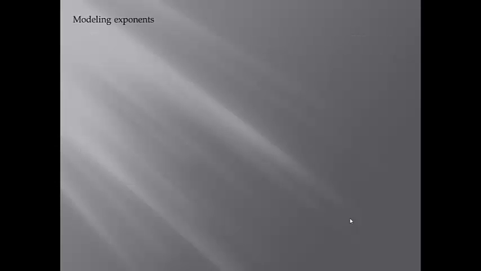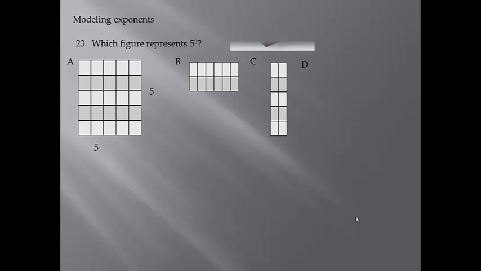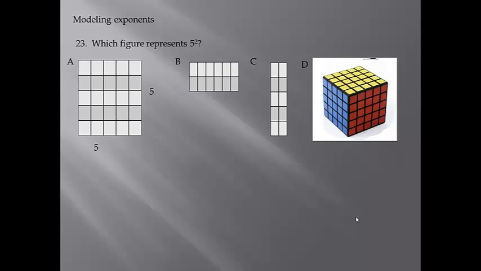Modeling exponents. Which figure represents 5 squared? Well, we know that 5 squared means 5 times 5. So I need to look at my answer choices. And the only one that gives me a 5 by 5 square is answer choice A.